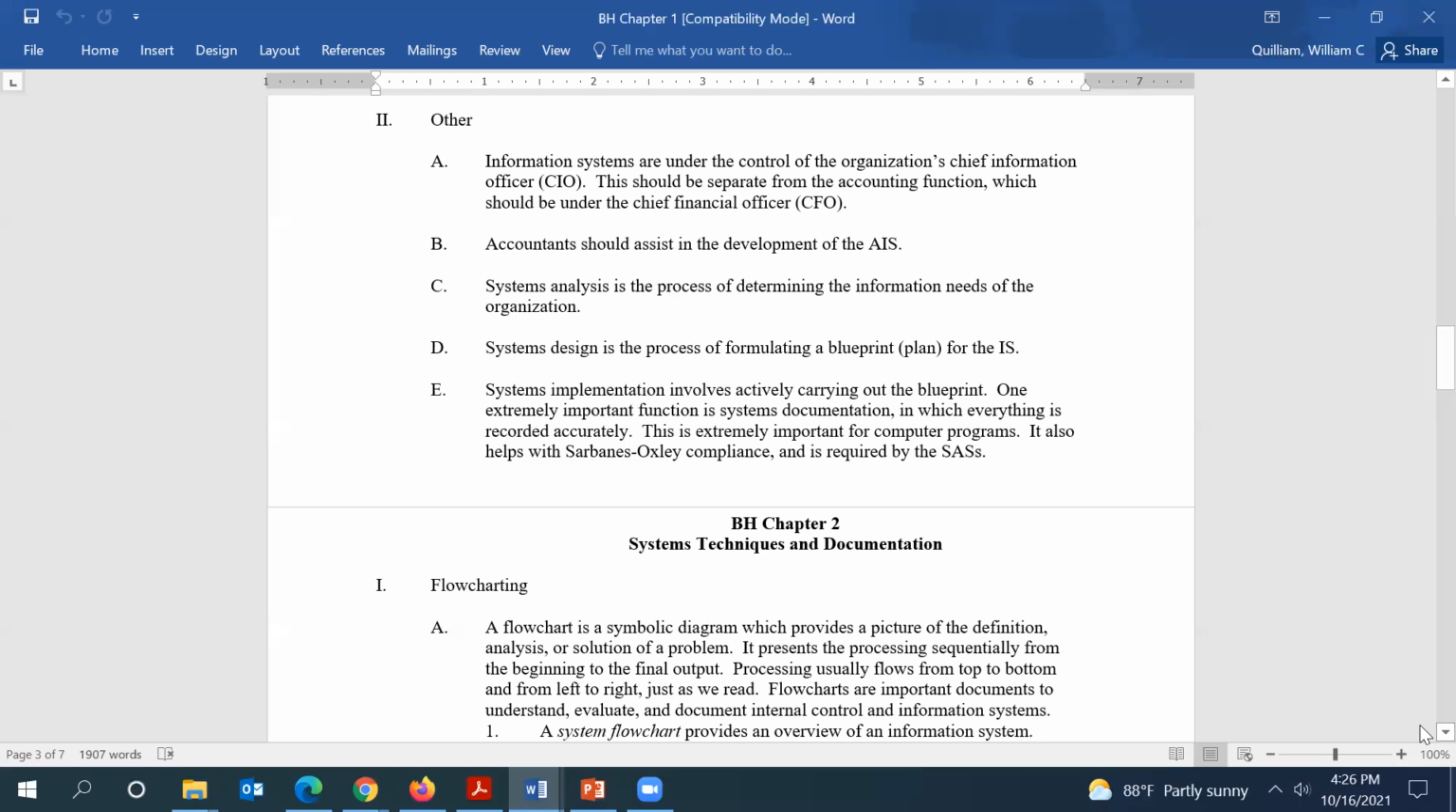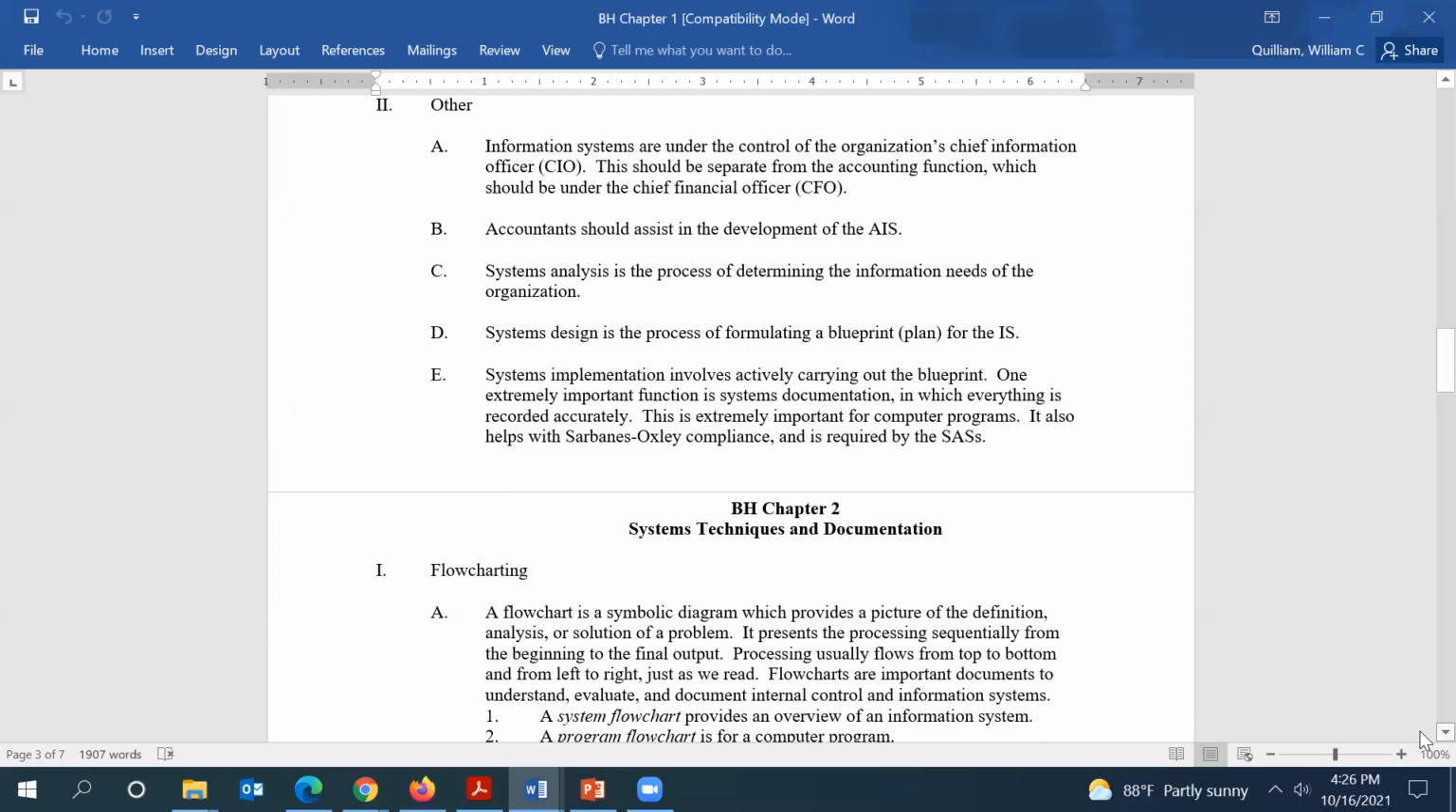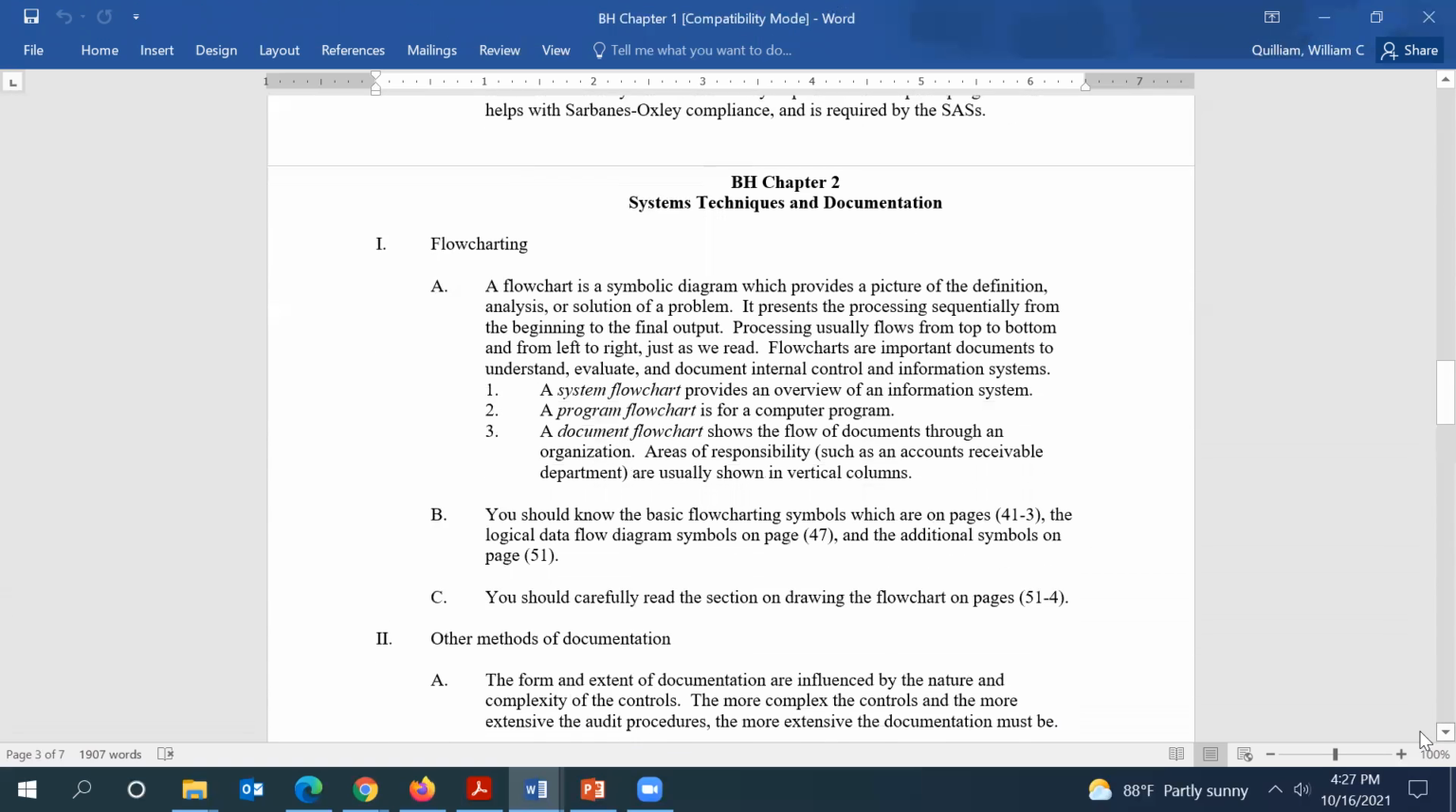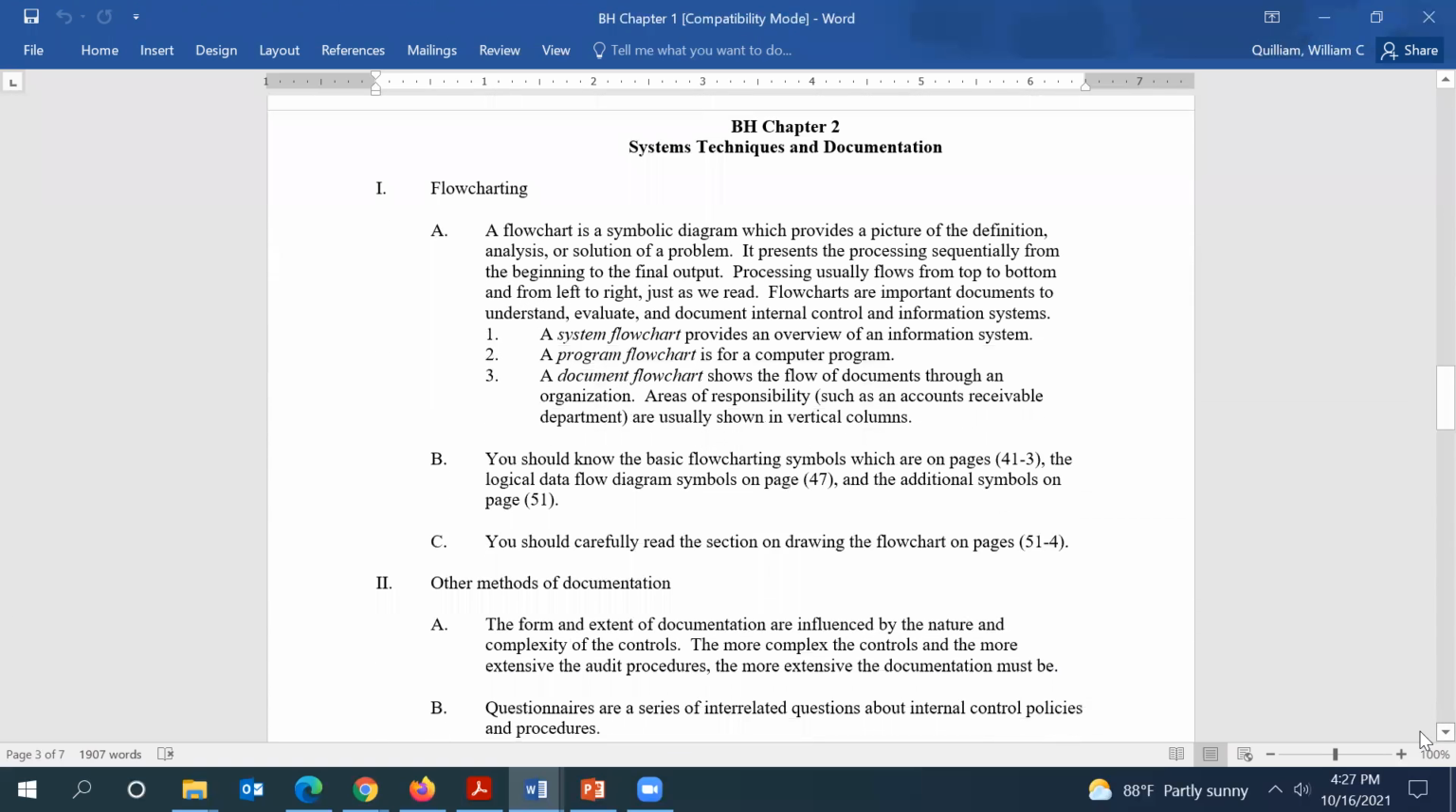Well, let's look at chapter 2, some systems techniques and documentation. First of all, flowchart. If you've had AIS, how many of you did flowchart? Okay, good. You don't have to know a lot about it, but just enough to get through the CPA exam.